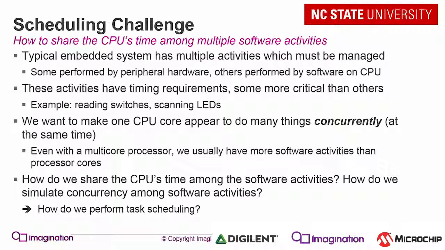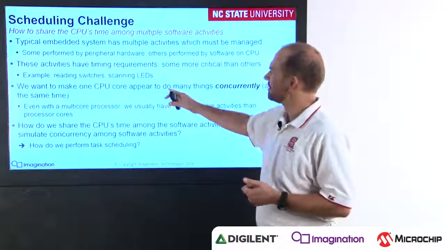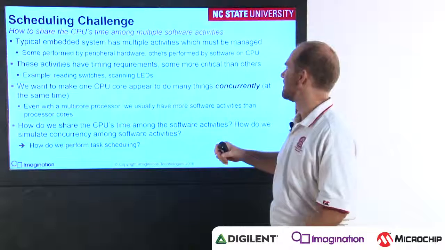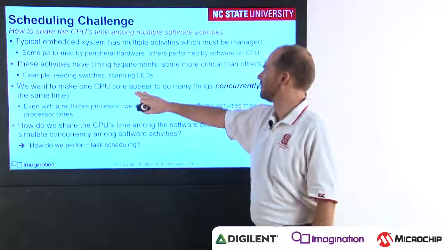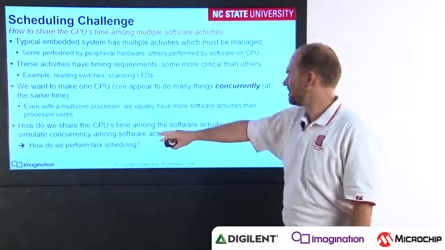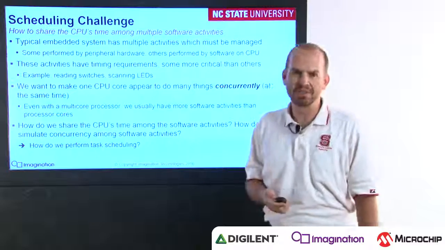One challenge with embedded systems is making sure everything happens on time. There's going to be peripheral hardware that does a lot of the work. However, there's still other work that's left over that needs to be done in software. This software needs to juggle various activities. So the CPU has to seem as if it's doing several things at the same time. So this is the challenge of scheduling. We want to make one CPU core appear to do many things concurrently. Scheduling is the question of how do we share the CPU's time among the software activities.